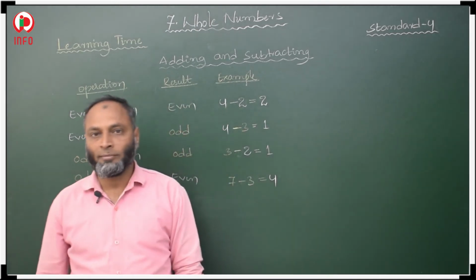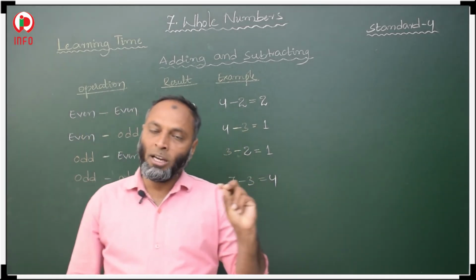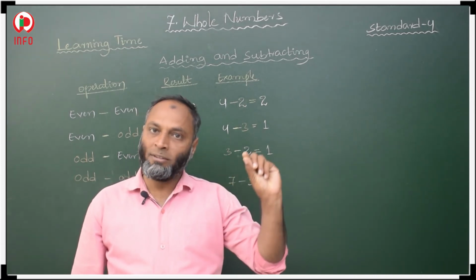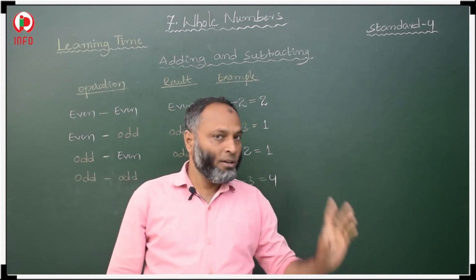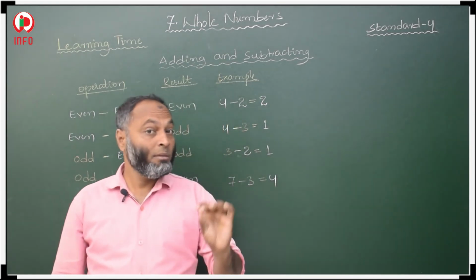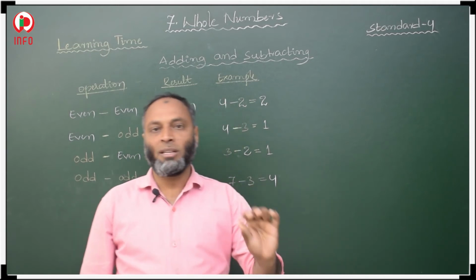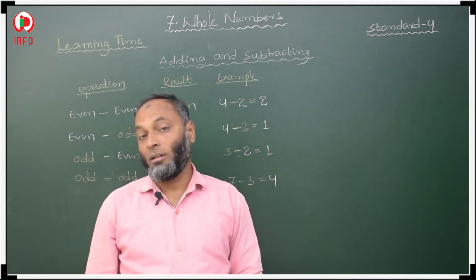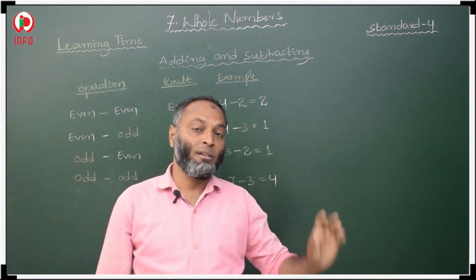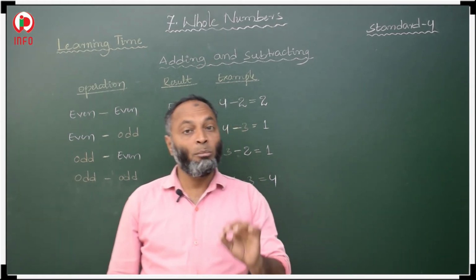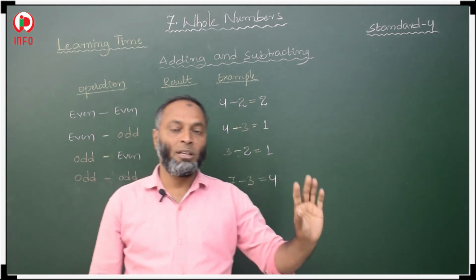See here, even number plus even number is even number. In minus also the same, even number minus even number is also even number. Even number plus odd number is odd number, and even number minus odd number is also odd number. Odd number plus even number is odd number, and odd number minus even number is also odd number. Next, odd number plus odd number is even, and odd number minus odd number is also even.